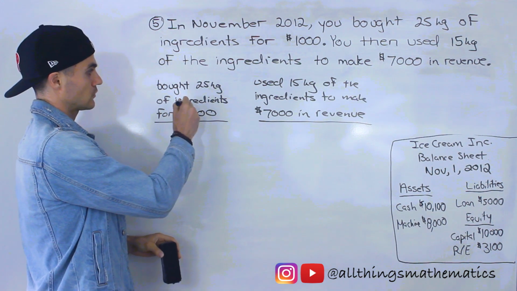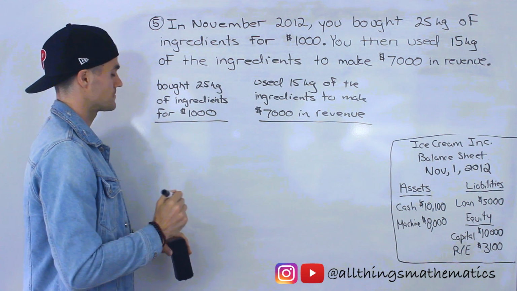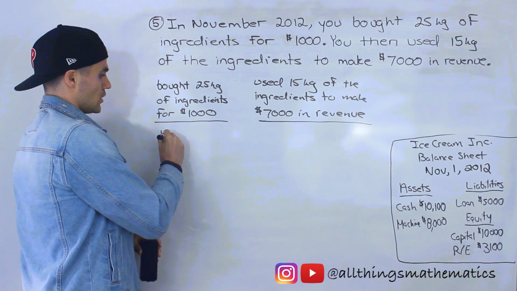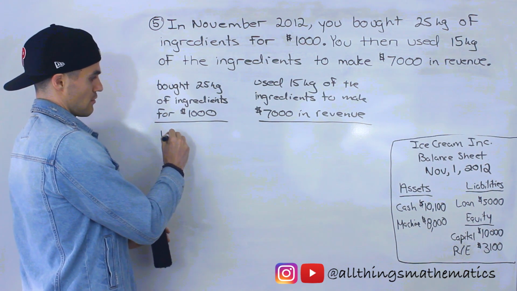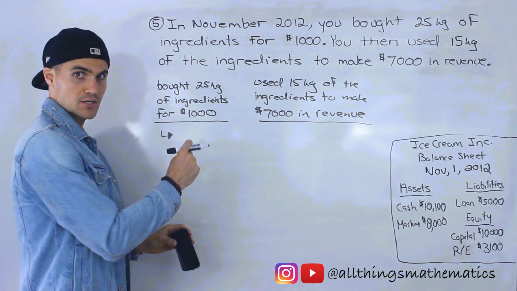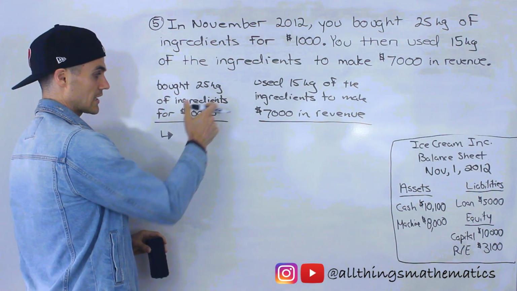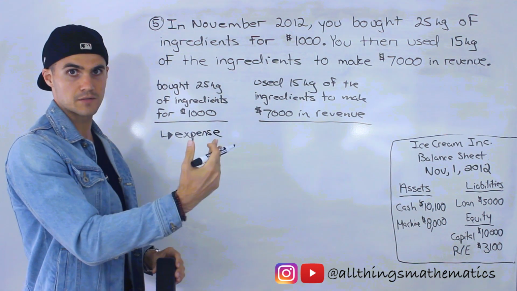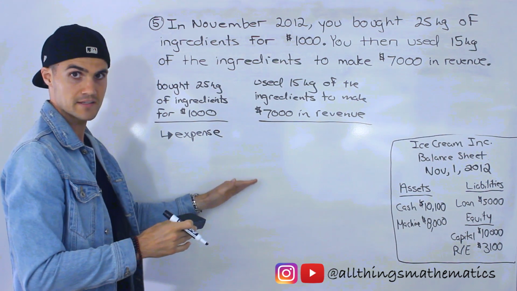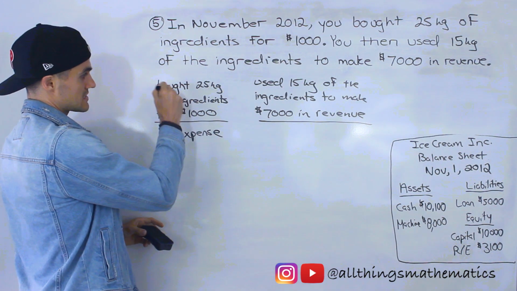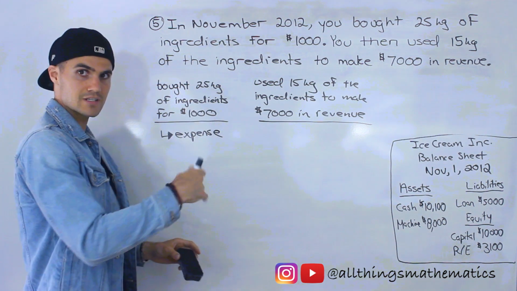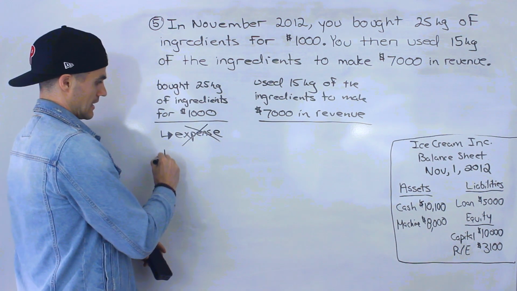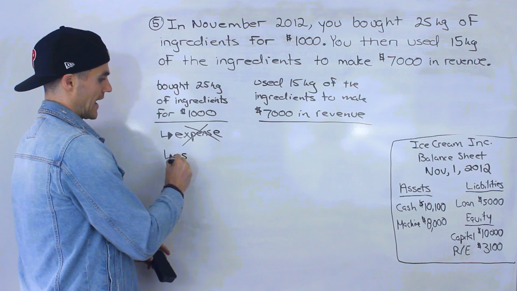So we bought 25 kilograms of ingredients for $1,000. Initially, when you're reading this, you may think it makes sense to take this $1,000 that you're spending on these ingredients and put it as an expense on the income statement. Remember, the income statement is revenue minus expenses equals net income. Just reading this initially, ingredients for $1,000 sounds like an expense, but it's actually not an expense. It first gets recorded as an asset.